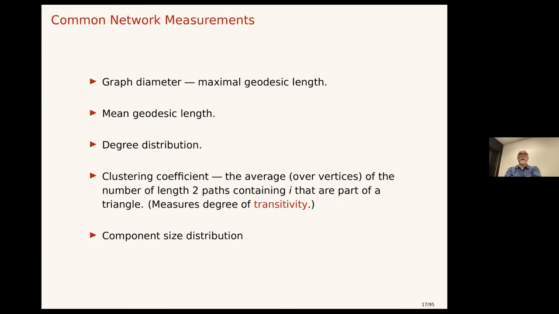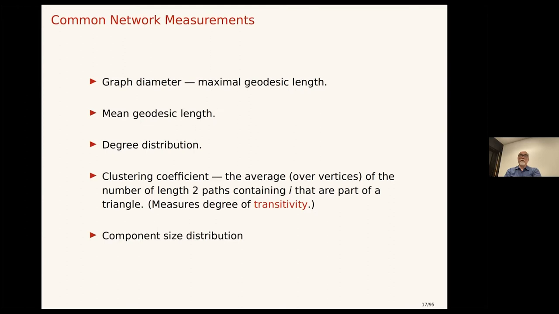That would give us the mean geodesic length. Another thing we're interested in is immediate connectivity properties. So we might ask, how do degrees behave? We might look at the distribution of degrees. What fraction of nodes have degree 1? What fraction of nodes have degree 10? What fraction of nodes are unconnected, which is to say they're not connected to anybody else in the graph, have degree 0?